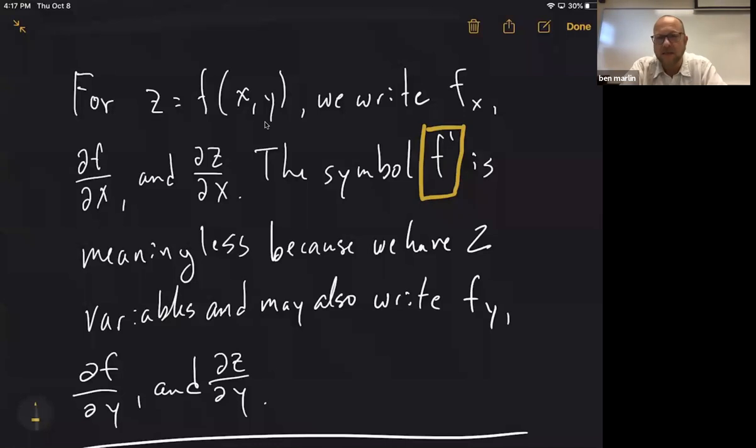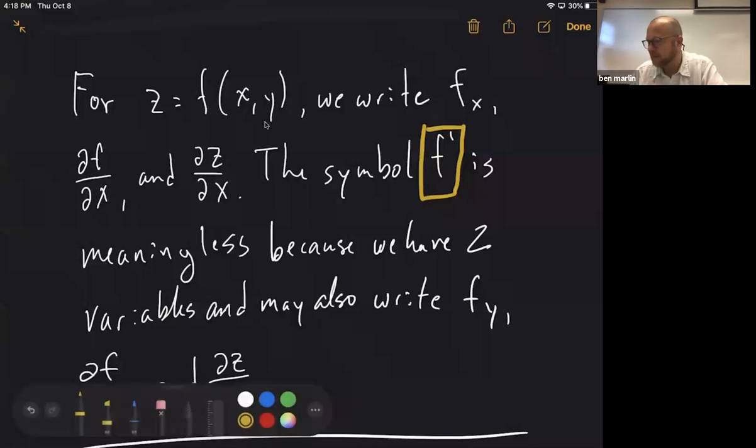That sounds like I'm being mean, but it might be that I've had the same mistake come up for 28 years of teaching. So there is no f prime, all right?